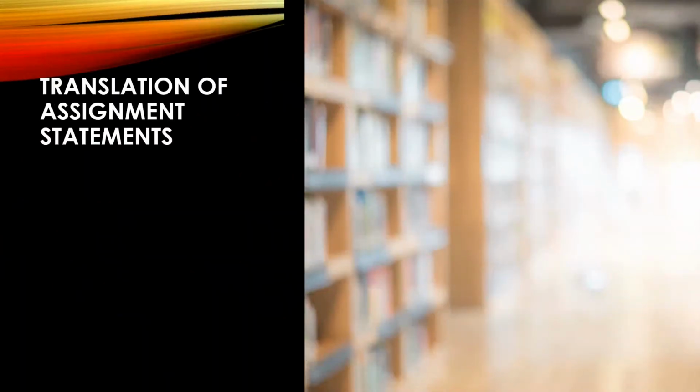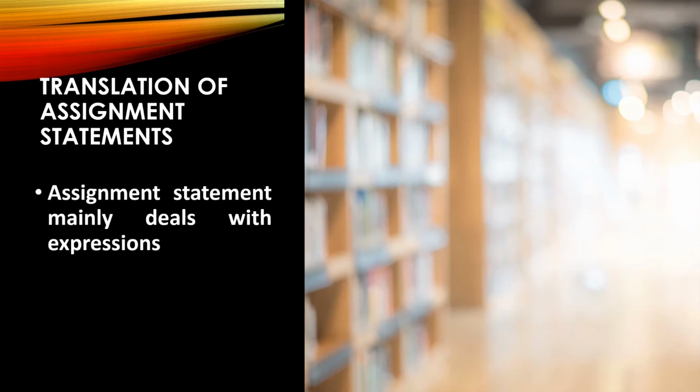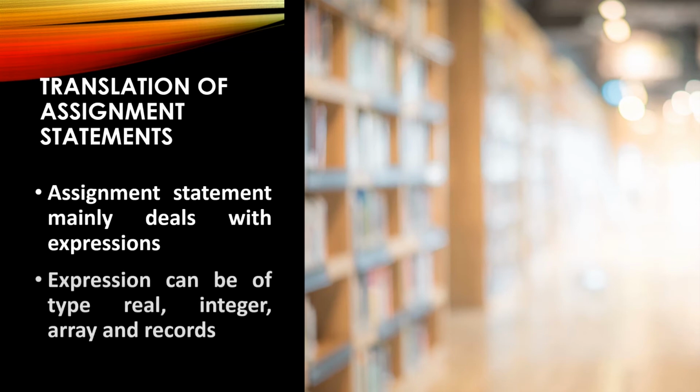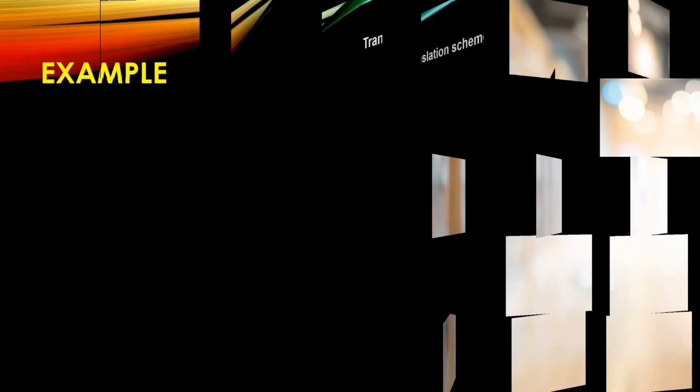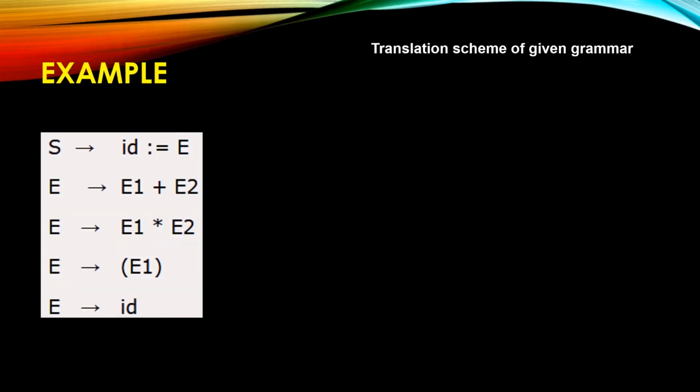Next, we are going to see about translation of assignment statements. In syntax directed translation, an assignment statement mainly deals with expressions. The expression can be of type real, integer, array and records. Consider the grammar: S gives id equal to E, E gives E1 plus E2, E gives E1 star E2, E gives E1, and E gives id.